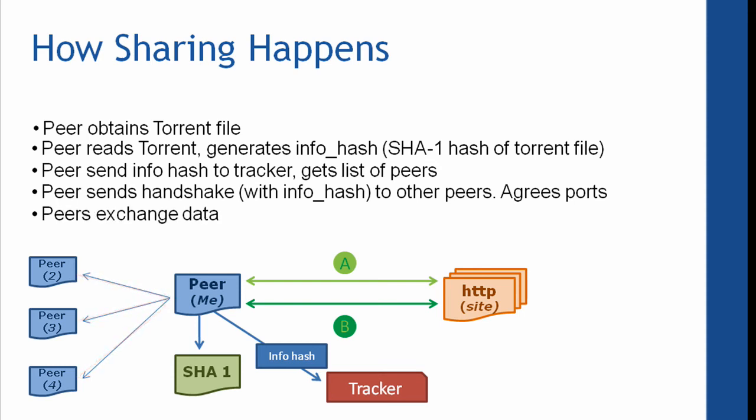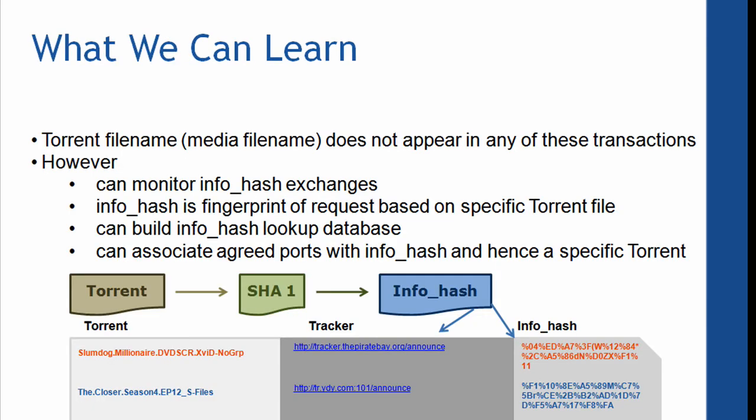So I will then start building up this large file that I want to download, and I take pieces from lots of peers out on the internet. So what can we learn from this? The torrent file name, the media file, does not impede any transactions. So this is the problem with peer-to-peer: once it's up and running and we try to monitor peer-to-peer traffic, there is no reference in there to what's being downloaded. But we can monitor the info hash exchanges. So this is the exchanges between the clients and the trackers.